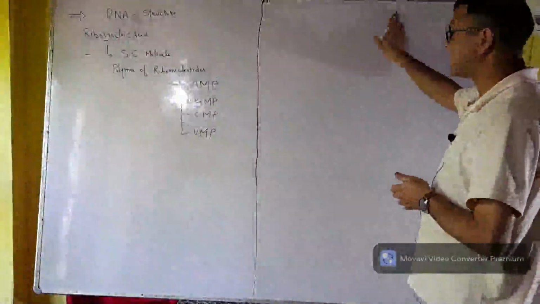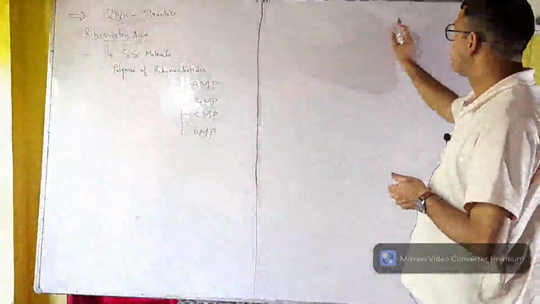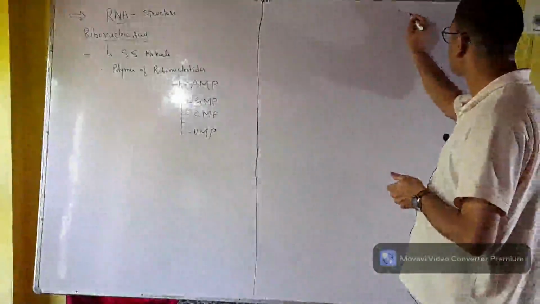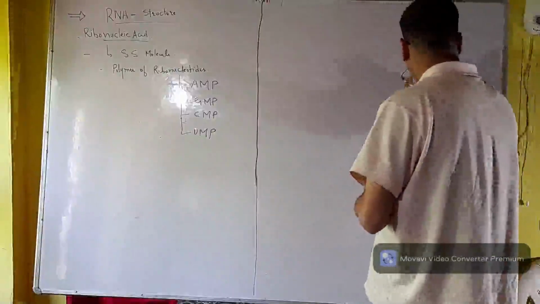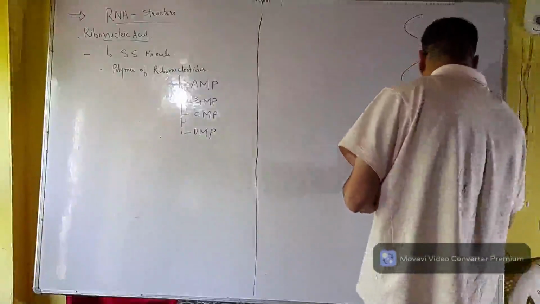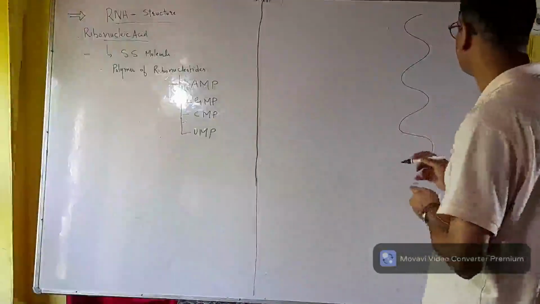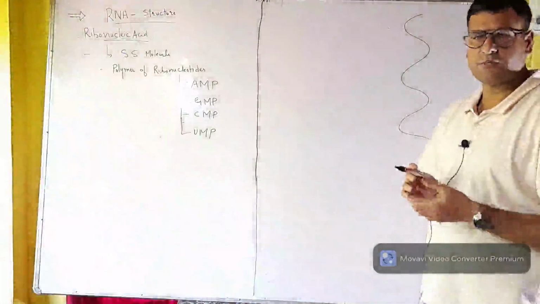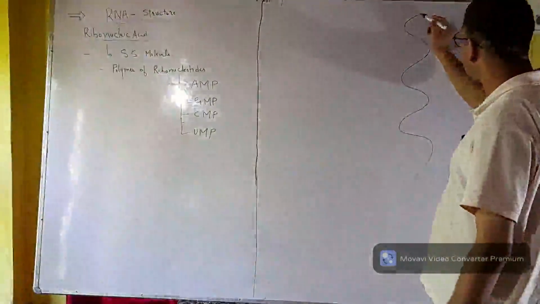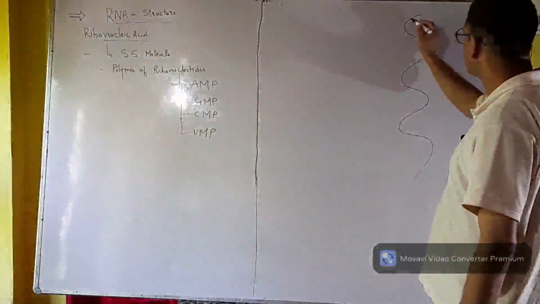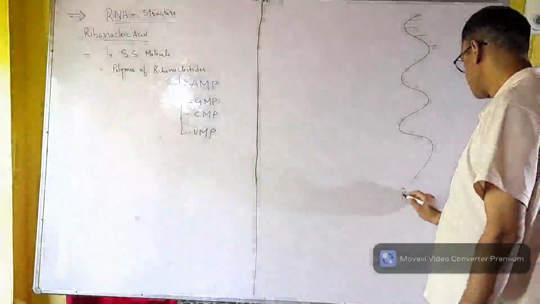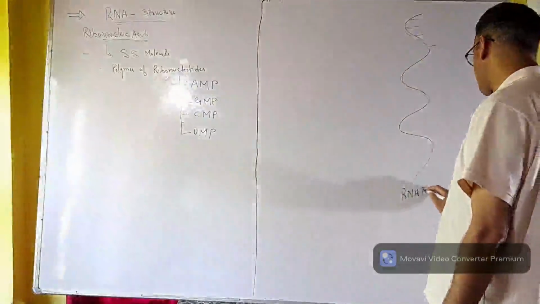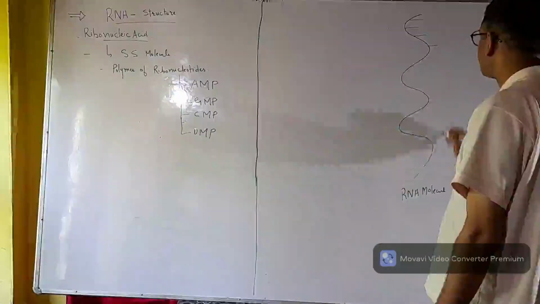This RNA, as I told you, is a single-stranded molecule. It is like this. We can make it like this. This single-stranded molecule, as compared to that of the DNA, whereas DNA is a double-stranded molecule and RNA is a single-stranded molecule. Suppose we have this RNA molecule. It is a single-stranded molecule.